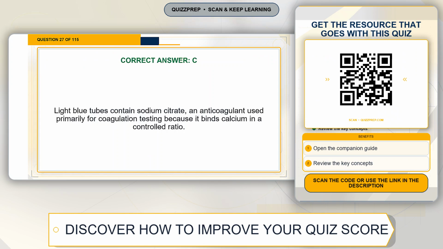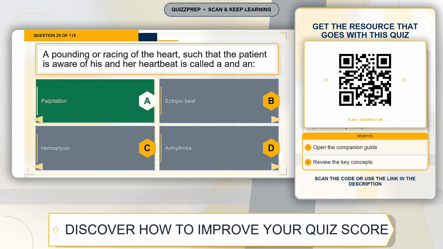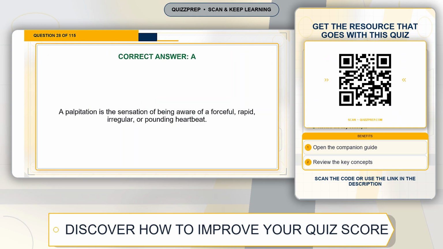controlled ratio. Question 28. A pounding or racing of the heart, such that the patient is aware of his or her heartbeat, is called a. Option A, palpitation. Option B, ectopic beat. Option C, hemoptysis. Option D, arrhythmia. The correct answer is option A, palpitation. Explanation. A palpitation is the sensation of being aware of a forceful, rapid, irregular, or pounding heartbeat.